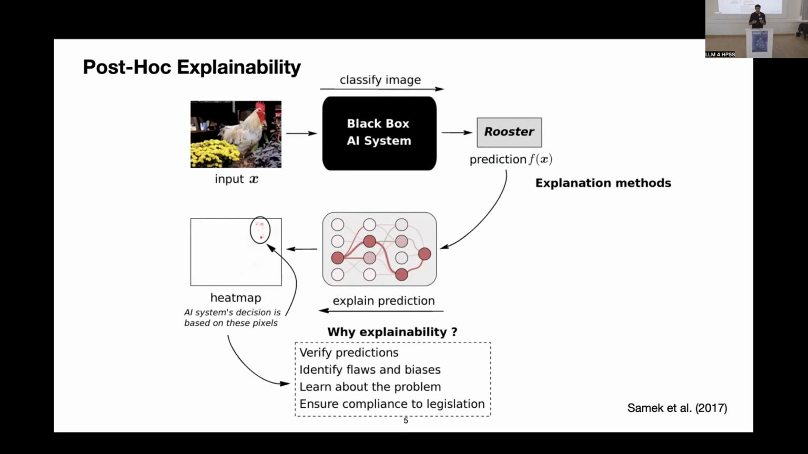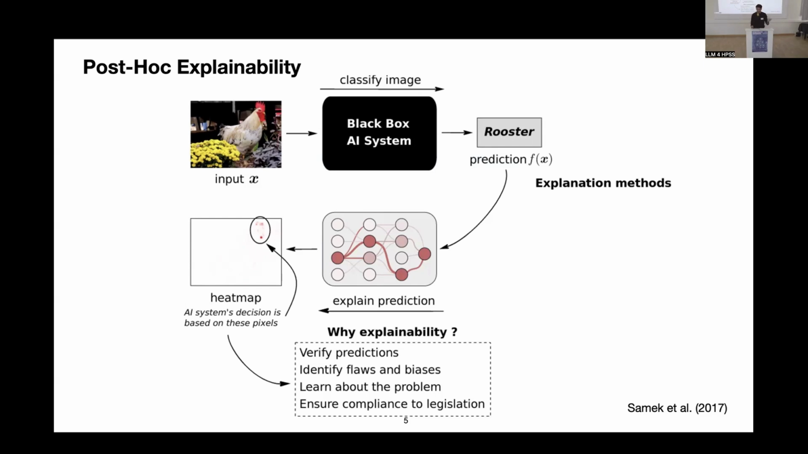But overall, I think it's a broader question why we need explainability. It's to verify our predictions, so to understand that the model is actually doing something reasonable, but also to correct errors and understand how models make mistakes. And it tells us about learning the underlying problem, because models can find surprising solutions, and also more and more to ensure compliance, for example, with the European AI Act.